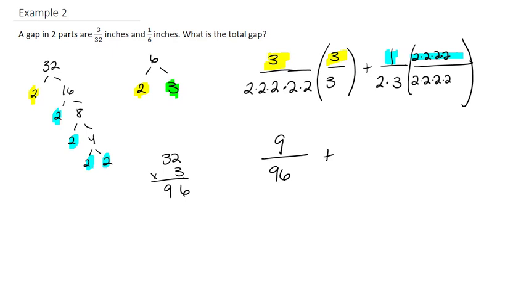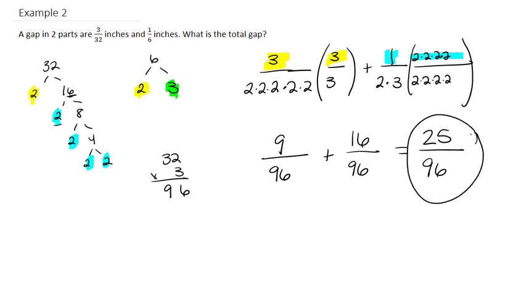Times that by another 2 is 8, times that by another 2 is 16. So we have 16 over 96. Then we go ahead and add. 9 plus 16 is equal to 25 over 96. And then we can go ahead and circle that because that will be our final solution, as we don't have any factors that are shared between the top and the bottom to divide it out by.